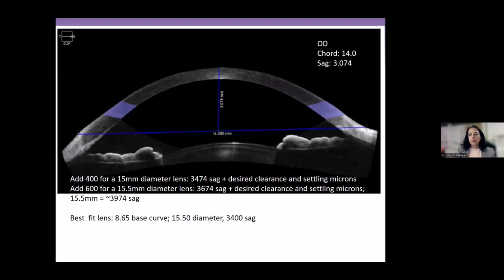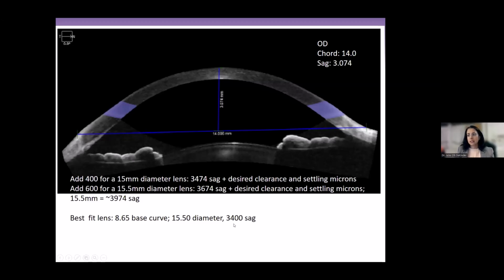And then if I wanted to go to a 16, it would maybe be 38, because you would add another 800. In this case, the patient was already fit. The patient I did this in was already very successfully fit in a 15.5 millimeter lens, which would theoretically be adding 600. So if we added that in, it'd be 36, plus you would add additional clearance so that I could have some clearance up here, minus settling. So maybe you would add 200 or 300 microns, bumping your 36 up to a 38 or a 39 SAG, which is what I have here.